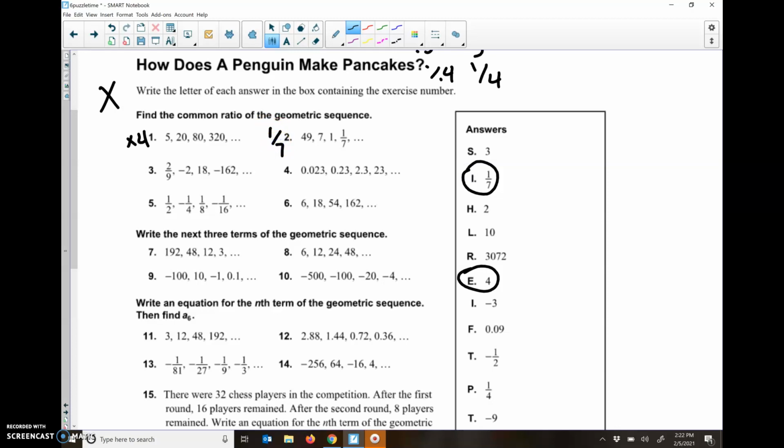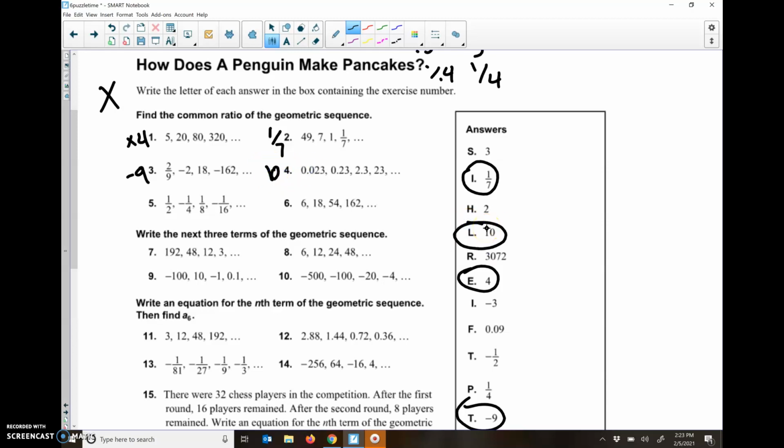Okay, from 2/9 to -2 to positive 18 to -162. So remember, when it flips from positive to negative and negative to positive, that means it needs to be a negative number. And for this one, I probably wouldn't look at the 2/9 to -2 because that's probably hard, but from 2 to 18, we could probably figure out that that's multiplying by a -9, or letter T down here. Okay, and then same thing here, this one with decimals. So 0.023 to 0.23 to 2.3 to 23. We're going to end up multiplying by 10, so that's letter L here.